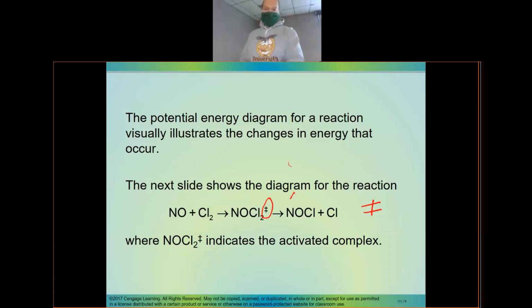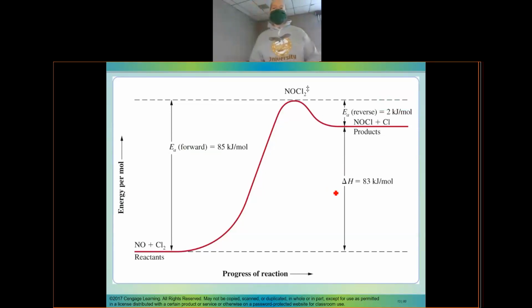All right, and again, here's a reaction profile. Your activated complex is right there at the transition state. Your reactants were NO and Cl2. Your activated complex was NOCl2. Your products are NOCl plus Cl. They give you the delta H. It's going to be endothermic, products minus reactants, that's 83. They give you your energy of activation of the forward.